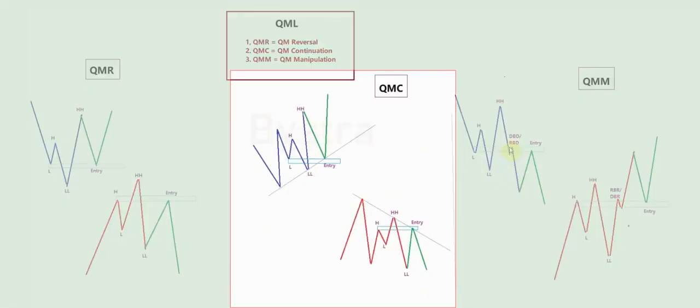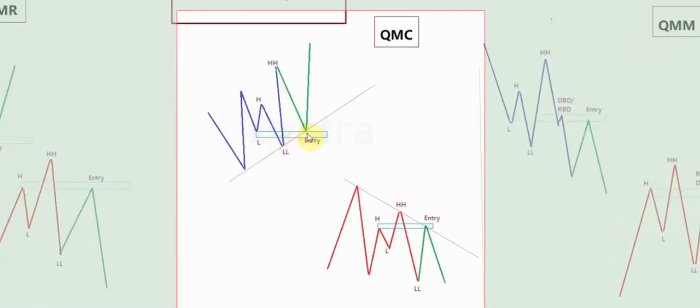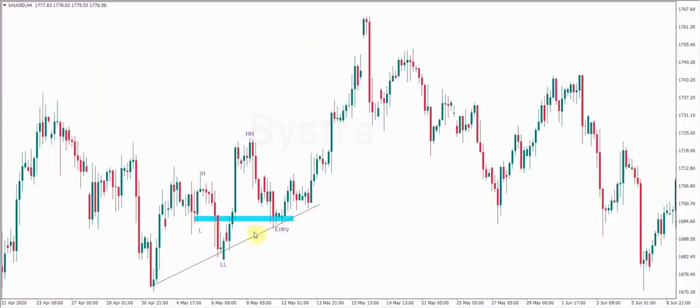Right, and next I'm going to show you the QM continuation, or the short form of QM continuation is QMC. The structure is exactly the same as QM reversal, but with an added trend line only. We have first drive, second drive, and third drive. Remember, the lower low or higher high must be in the second drive or second trend line. And remember, entry at the third drive or the third trend line. This third drive must be aligned with the left shoulder.